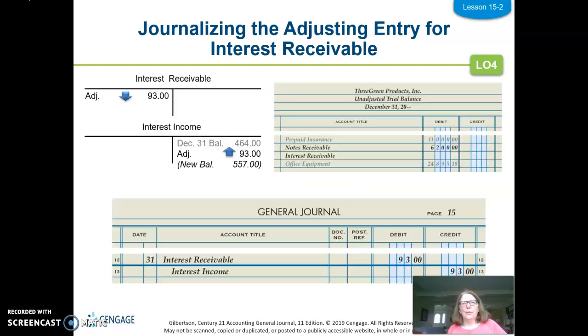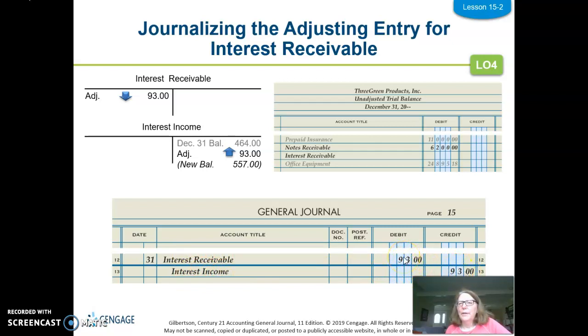So what is the entry that we would actually make? The entry that we would actually make is debiting the interest receivable for the amount that they will eventually pay us, but we've already earned, and record it in the interest income account. So $93 is the amount.